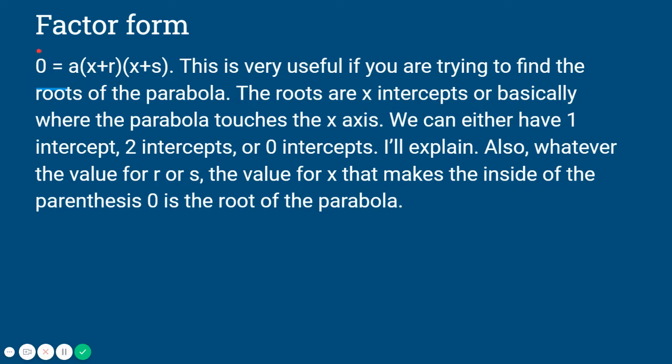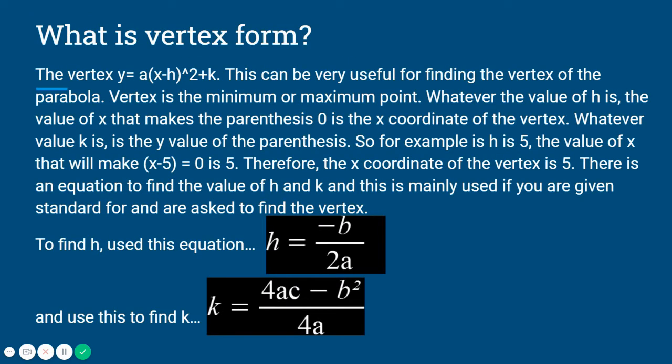And notice how over here we have a 0. The y part has to be 0 in order to find the roots of the parabola, or the intercepts. So what is vertex form? The vertex form is y is equal to a, x minus h to the second power plus k. This can be very useful for finding the vertex of the parabola. Vertex is the minimum or maximum point.